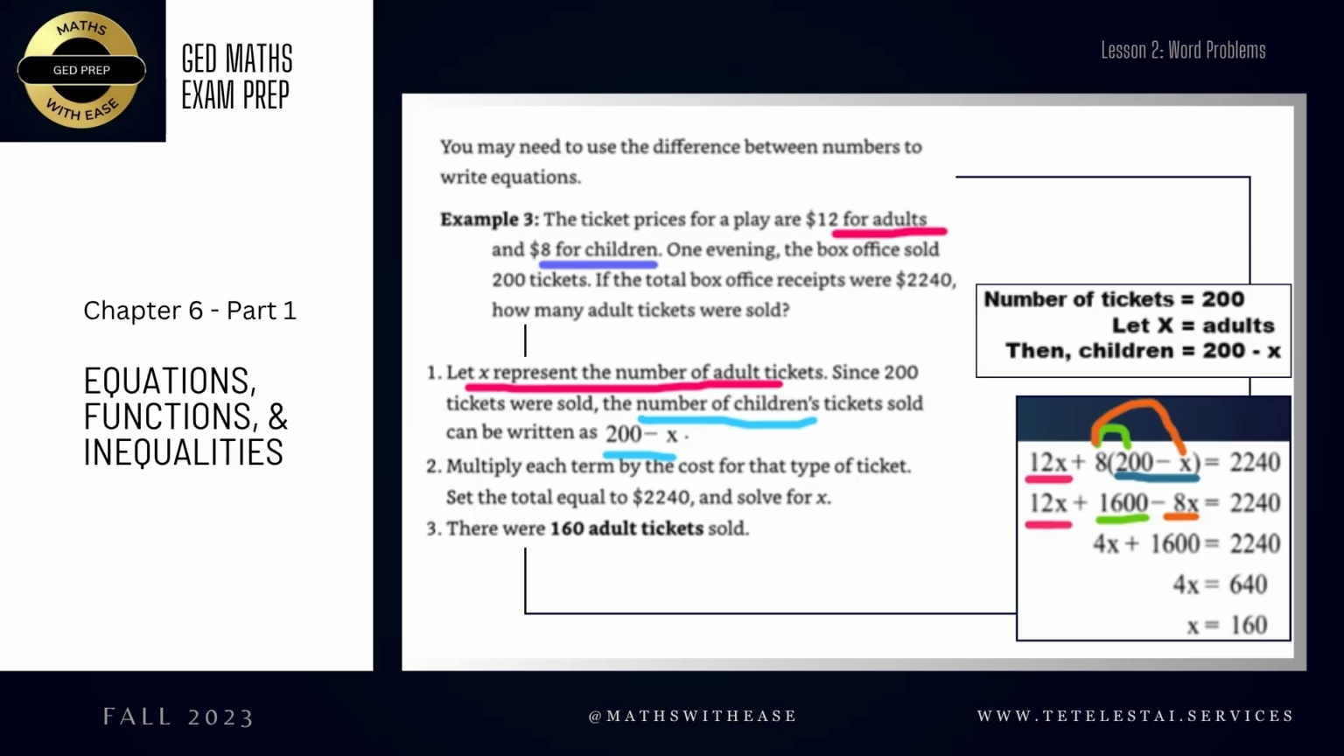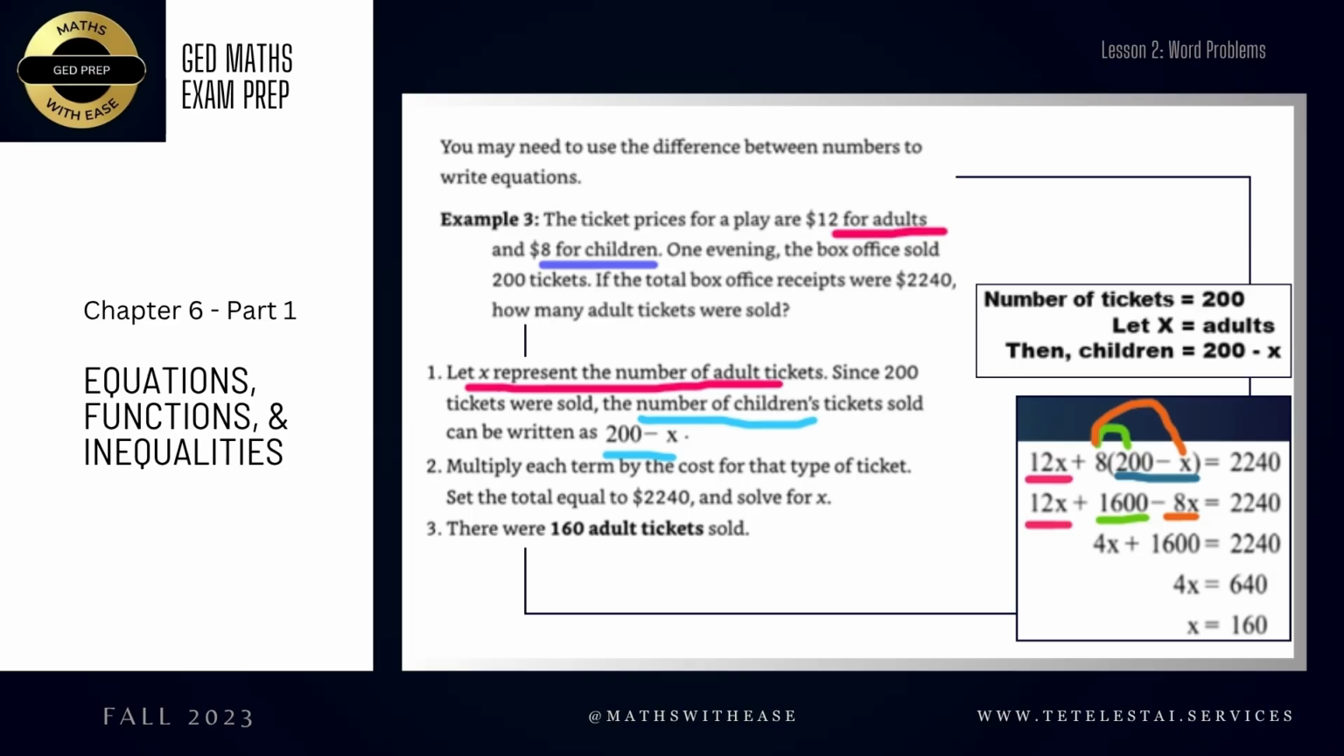Then we go back to our question again. The ticket prices for a play are $12 for adults. So we're going to let x represent the number of adults. Why? Because it doesn't tell us how many adults; we just know from the question that there are adults present, right? So since we don't know the number of adults, we're going to represent that unknown by x. So we're going to let x represent adults, and then we read further. $8 for children.